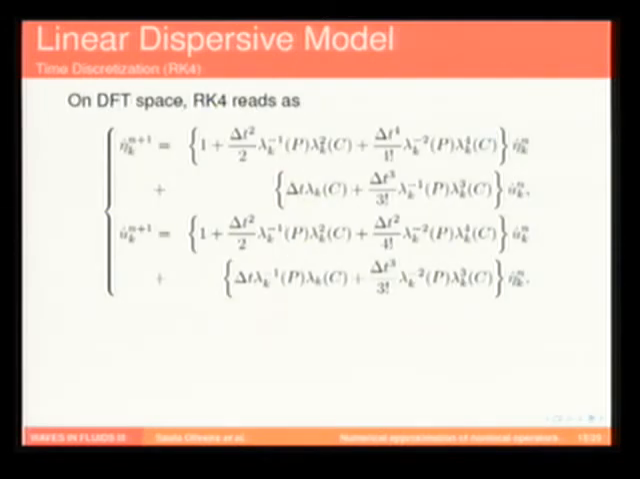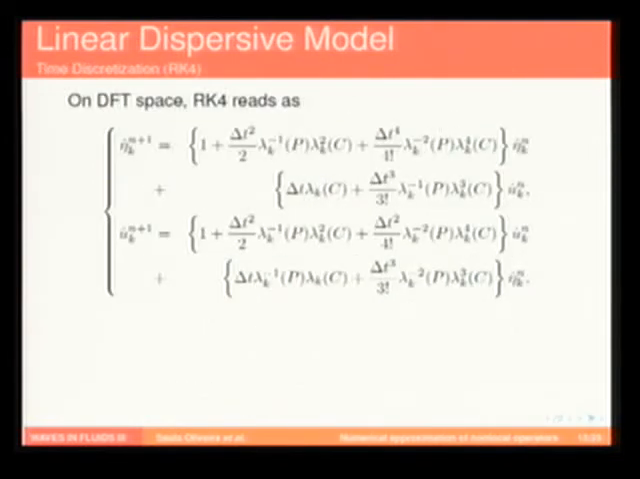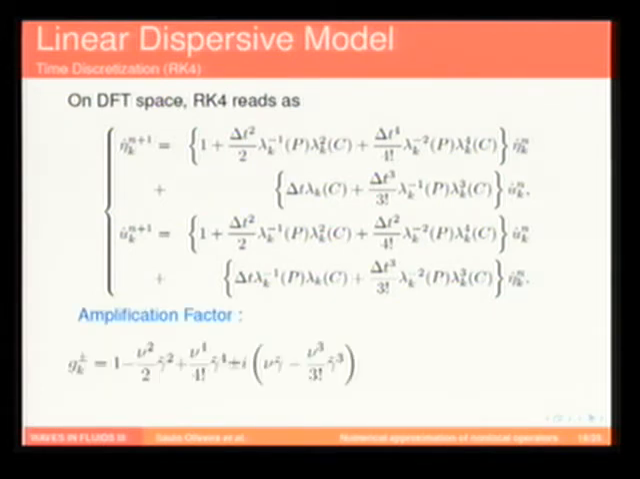Okay, now the game is the same game as before. We want to write the full discretization. Now we want to couple this system with the discretization in time with Runge-Kutta, write it in the Fourier space, diagonalize everything, and we have this new amplification factor where the function gamma now has this term that comes from the dispersion.